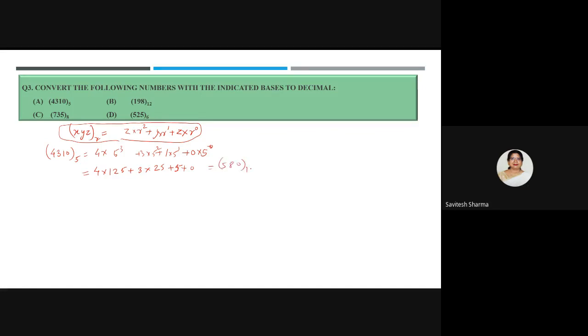580. Correct answer. Some students wrote the expansion correctly, but they did the multiplication wrong, so just tally the answer. The answer is correct, but in the middle step they did something wrong. So be very careful, because in the exam you will be under pressure. You should be very careful about what you are writing and what results you are showing.